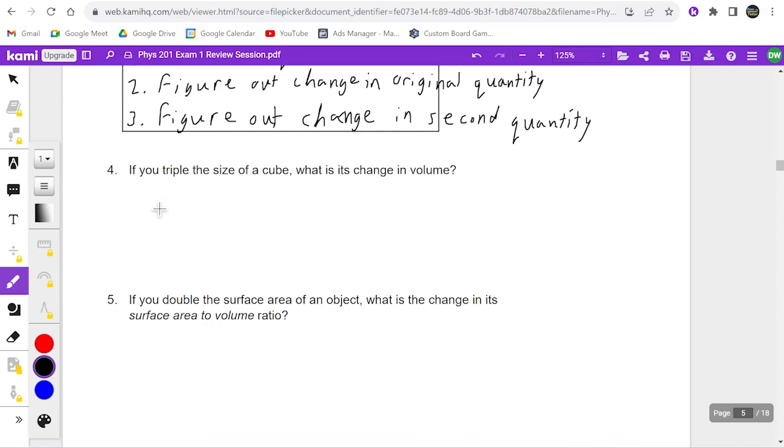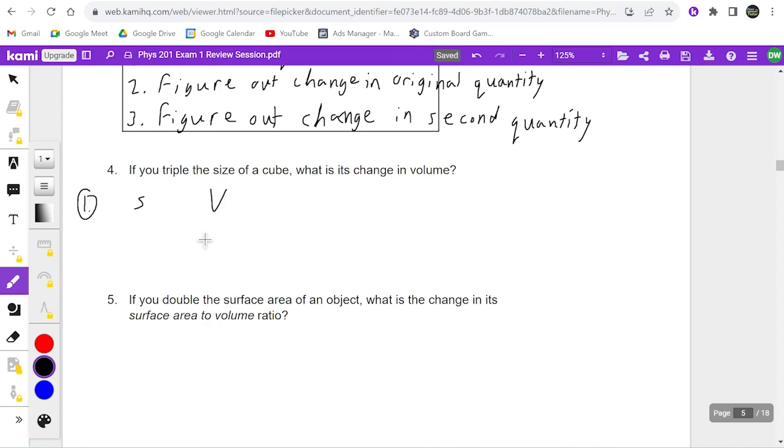So, anyways, we'll just go into the example. Number 4. If you triple the size of a cube, what is its change in volume? Okay, so step 1, I need to convert both quantities to size. In other words, what I'm starting with is literally the size. Okay, so the size is good. And then the other quantity was volume. We're eventually going to volume.